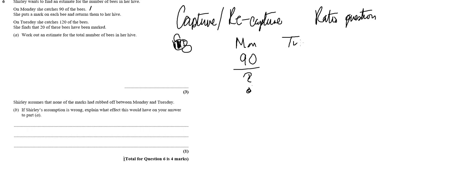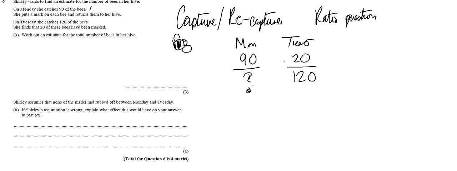On Tuesday, she finds that she catches 120 bees and finds that 20 have been marked. And then it says, work out an estimate for the total number of bees in her hive.